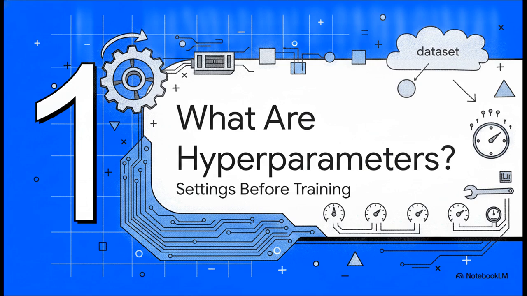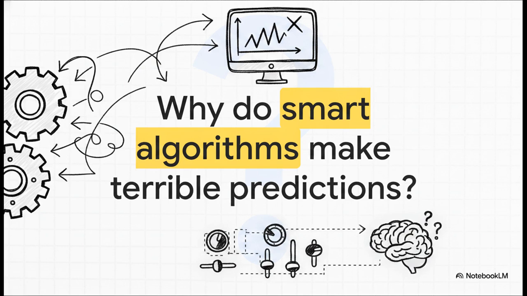What are hyperparameters? Building a machine learning model isn't just about picking a fancy algorithm out of a library. It's really about tweaking its controls to perfectly match your specific data set. Have you ever wondered why these so-called smart algorithms sometimes make terrible predictions? It's honestly a super common frustration for beginners. You load up a powerful algorithm, you feed it perfectly clean data, and the output is just entirely wrong. Why does that happen? It all comes down to the algorithm's settings.